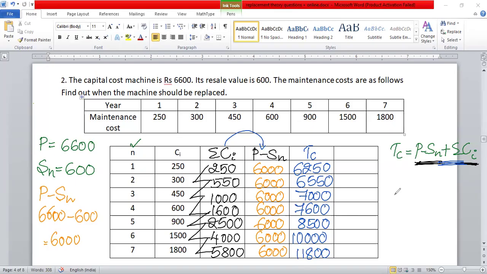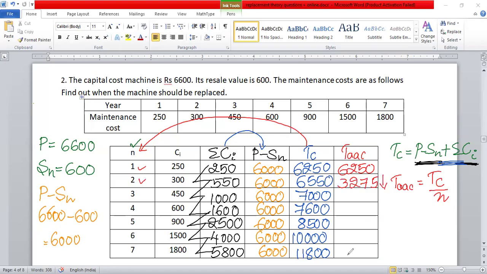Now after that, annual average cost, that is TC divided by N. Just now we finished the total cost calculation. Now we are going to take each TC divided by N, the number of years. So that is TAAC. The first one, 6,250 divided by 1 is 6,250 as it is. Now 6,550 divided by 2, so 3,275.